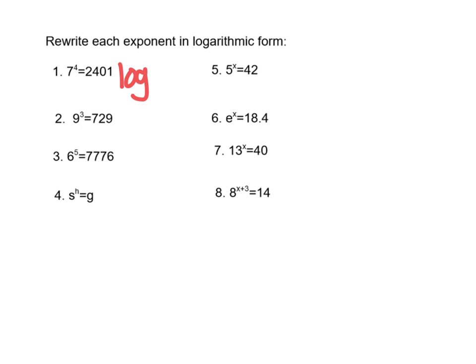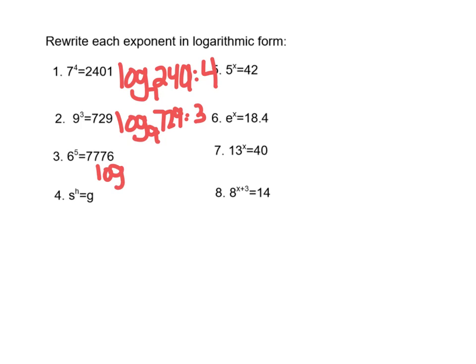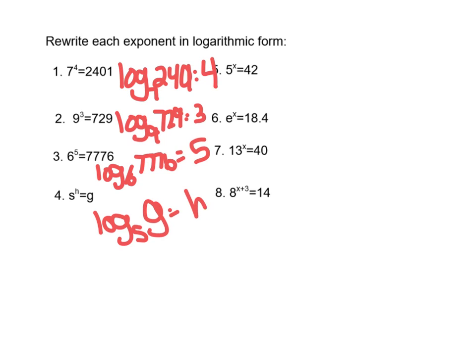So this one, if you're coming back on right now, this first one would be log base 7 of 2401 equals 4. Logs equal exponents. And this one is log base 9 of 729 equals 3. 9 cubed equals 729. 3 would be log base 6 of 7776 equals 5. This one would be log base S of G equals H. Number 5 would be log base 5 of 42 equals X.